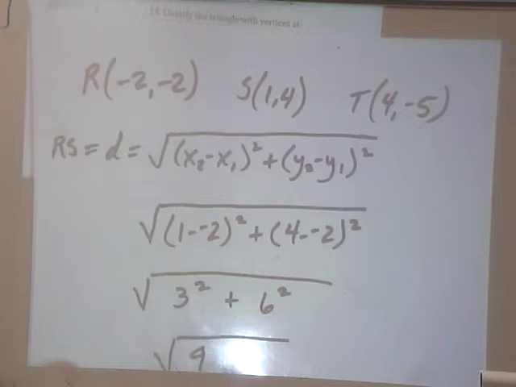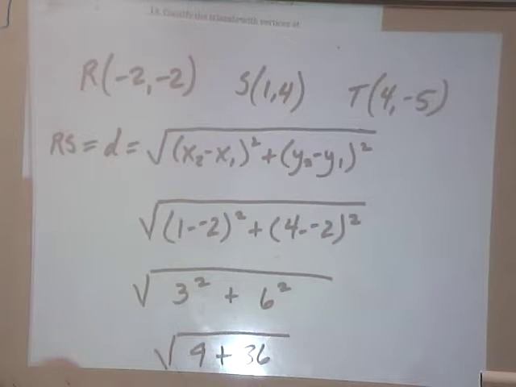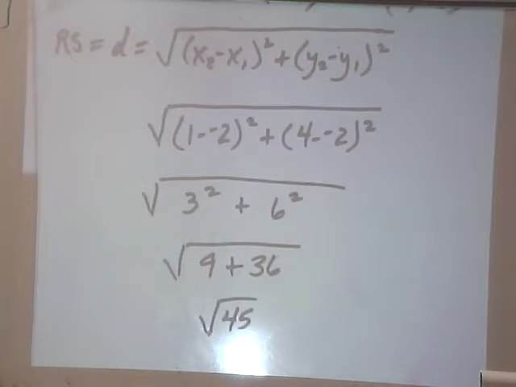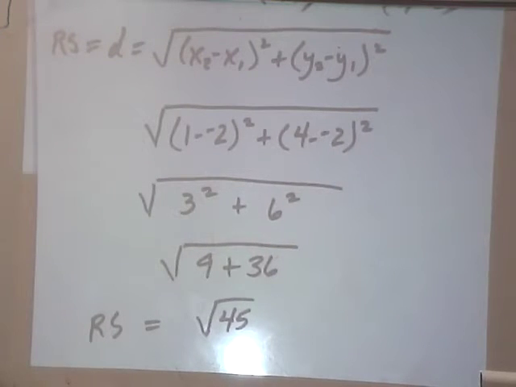3 squared is 9, 6 squared is 36, so that's a square root of 45, right? So the distance from R to S is square root of 45. Everybody okay with that? You have a question?